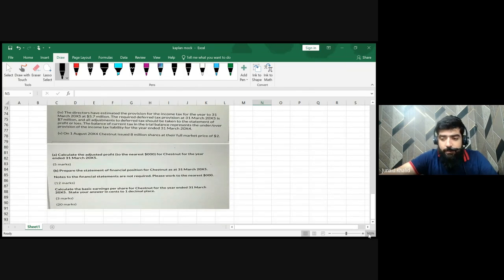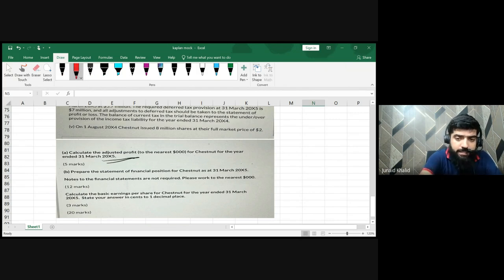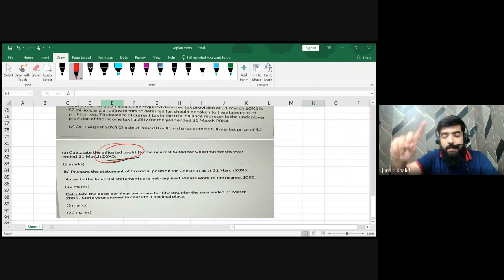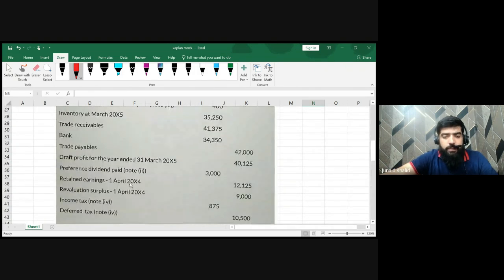Let's see the requirement of it. Here it says to calculate the adjusted profit. Yes, it means the draft profit is already given over here, and we need to just calculate the adjusted profit for the year. It means we need to adjust that particular profit. Now, the second requirement is quite simple, that is the balance sheet. And in the third requirement, we need to calculate the earning per share. So let's start with the first one.